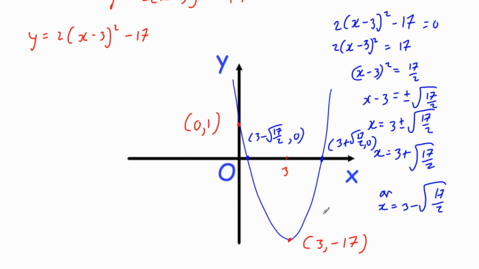So this quadratic graph would have a minimum point of (3, -17). It'll cross the y-axis at (0, 1). And it'll cross the x-axis at (3 minus the square root of 17 over 2, 0) and (3 plus the square root of 17 over 2, 0). And that's it.